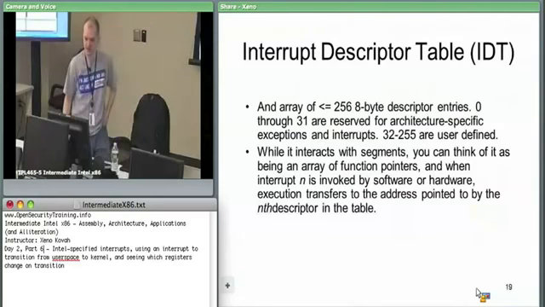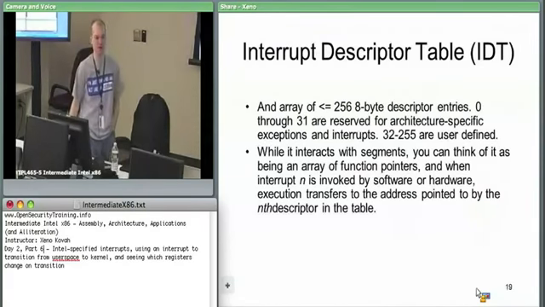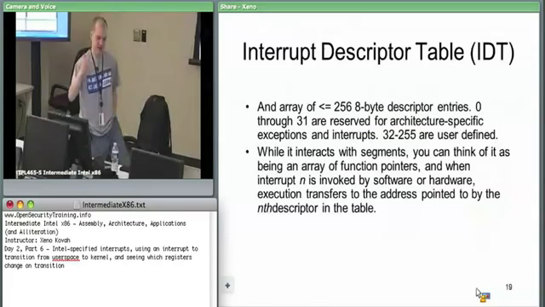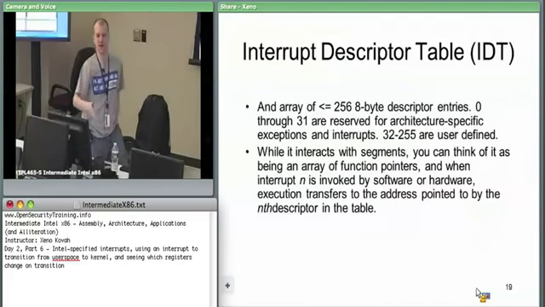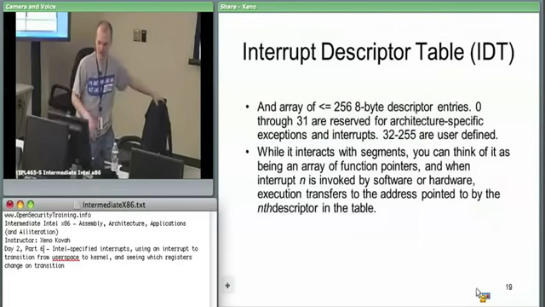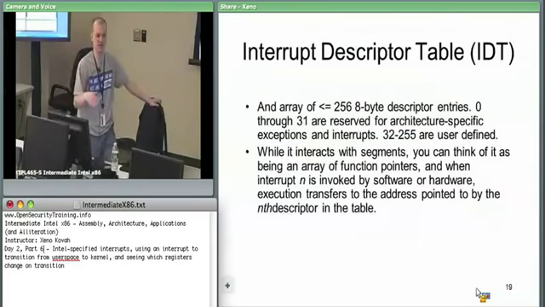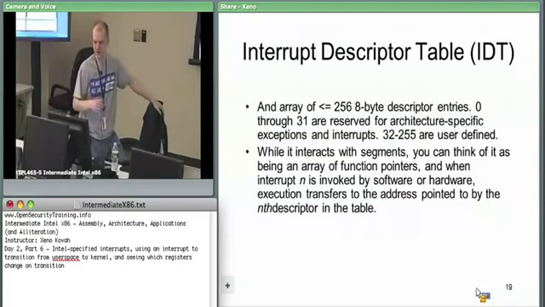So 0 through 31 are reserved for architecture-specific things. This is where Intel says, look, if you're handling interrupt 14, that's always page fault. Treat it as such. If you're handling interrupt 0, that's always a divide by 0 exception. Treat it as such. So 0 through 31 are specified, although some of them are just Intel reserved. 32 to 255 are all user defined, so put whatever you want there.